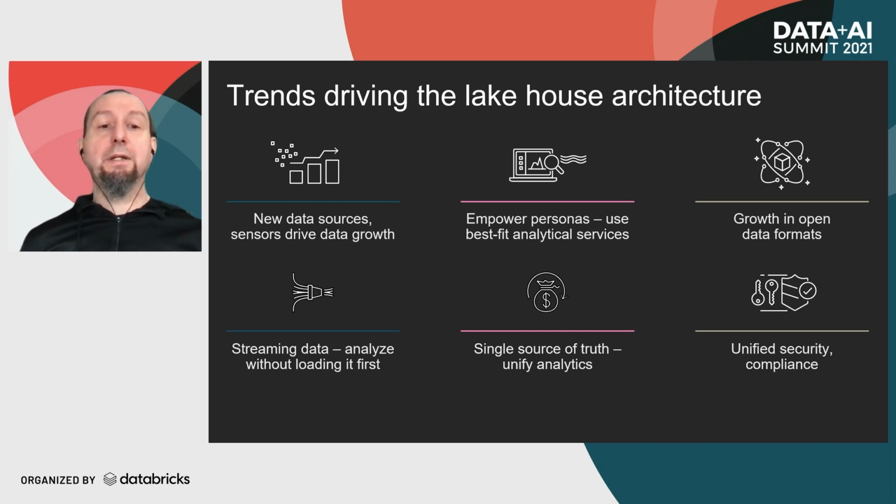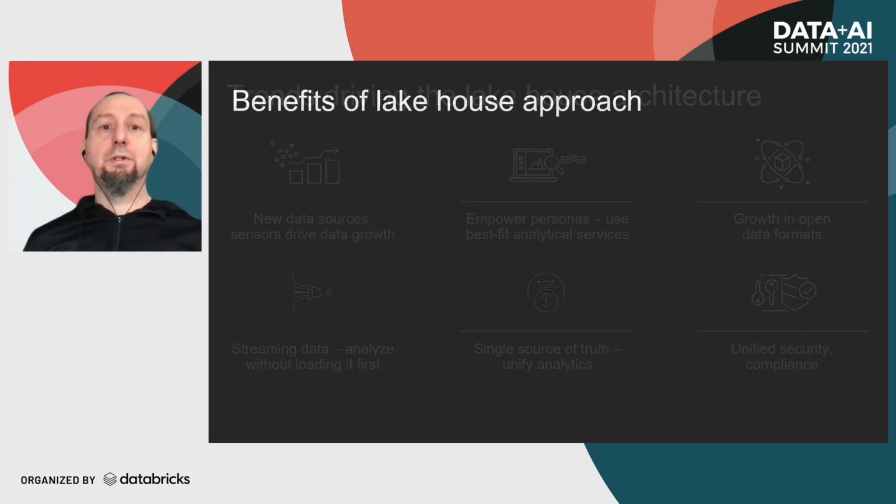Customers want to analyze data before it's loaded to reduce time to insights. Also, customers want to have a single source of truth. They want unified analytics underpinned by the same data. And unified security is important because it simplifies compliance when all your security controls are in one place. On the next slide, I'm going to talk about the actual architecture, what it looks like on AWS.